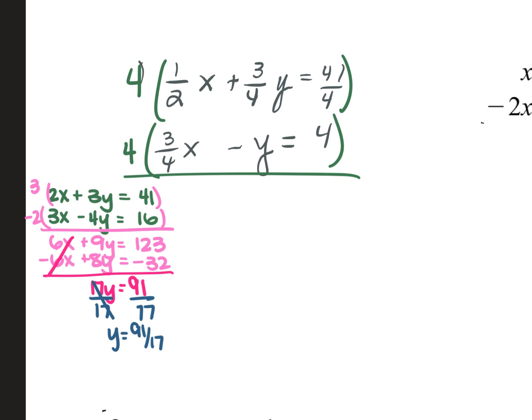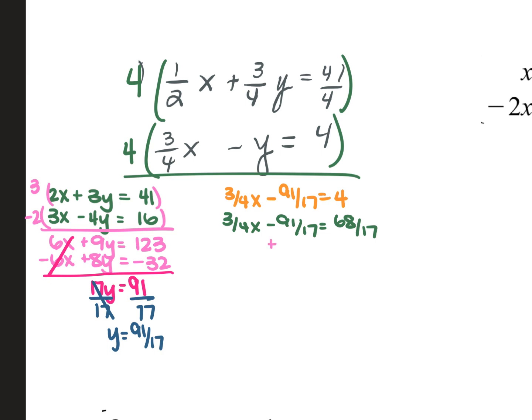You're then going to take that y and plug it into one of the original equations. I would use the bottom one. So that bottom one's going to give us 3/4 x minus 91 over 17 is equal to 4. You could have also used the 3x minus 4y is equal to 16 if you want to. It's totally up to you. If we rewrite this 4 as something over 17, so that way when we move the 91 over 17 over, it's going to give us 3/4 x minus 91 over 17 is equal to 68 over 17.